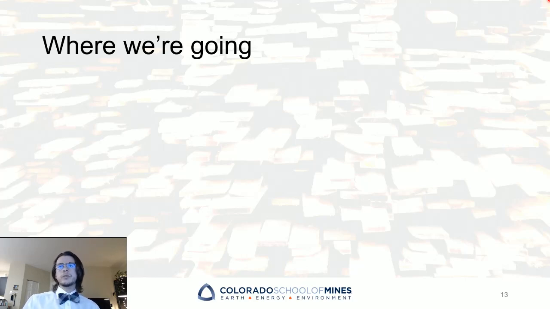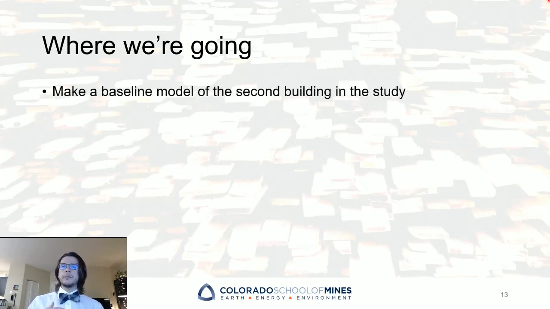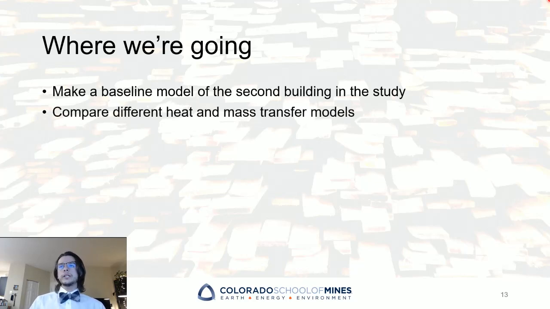The next steps that we're going to be taking is developing a model for the second building in this study, and it's an office building that's adjacent to the educational building that we were just looking at. We're comparing different heat and mass transfer models within the software to see how they affect the predictions of the model. We're in the process of putting sensors on these buildings so that we can get real-time energy use from the buildings and use that to compare to our model.